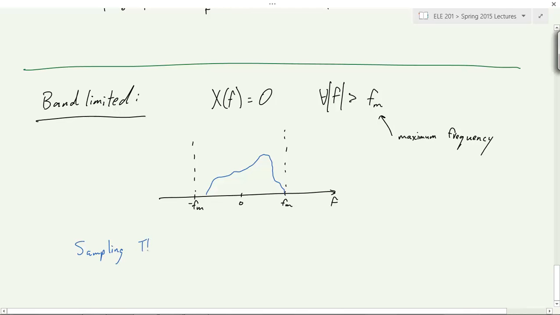So here's the sampling theorem, and this is referred to as the Nyquist sampling theorem. If the sampling frequency, which is 1 over the sampling period, is greater than twice the highest frequency, then your signal x(t) is uniquely determined by its samples. So you can recover it completely.